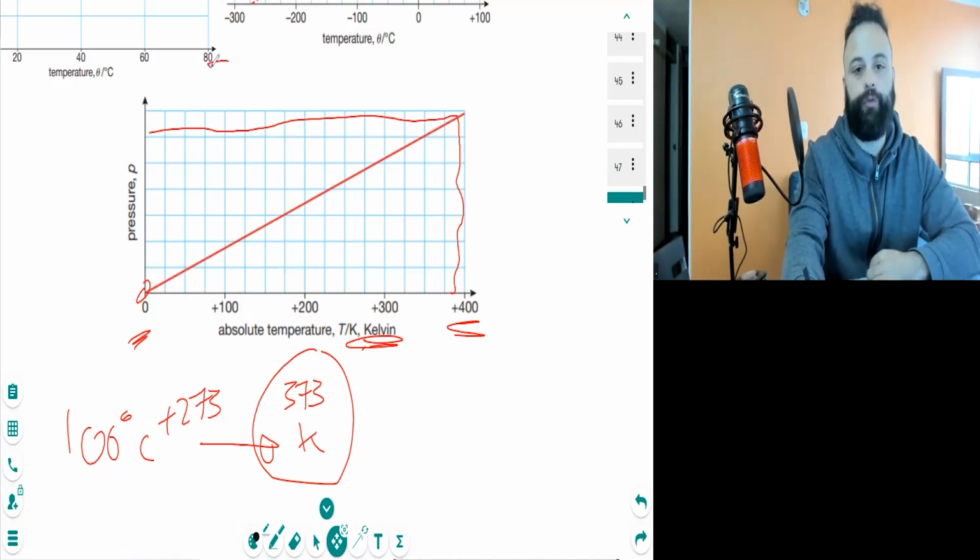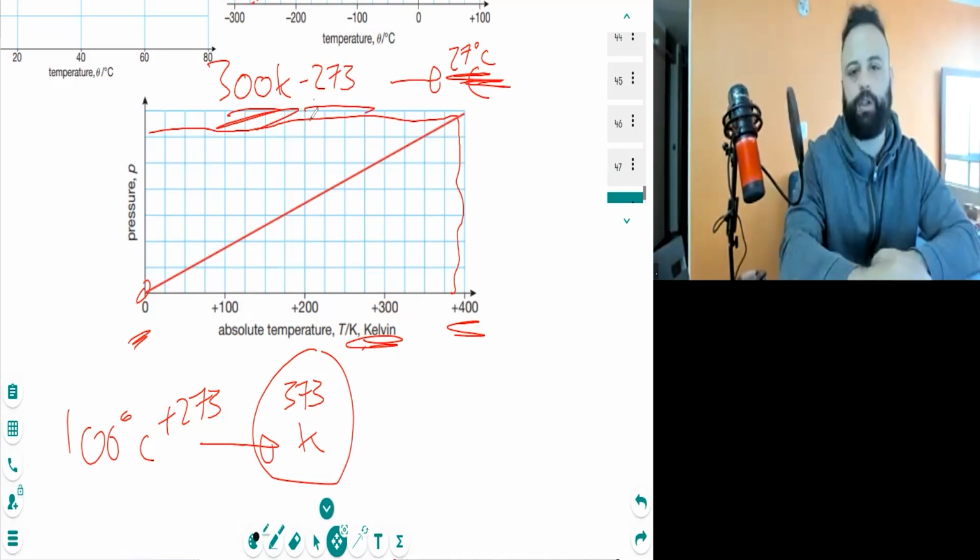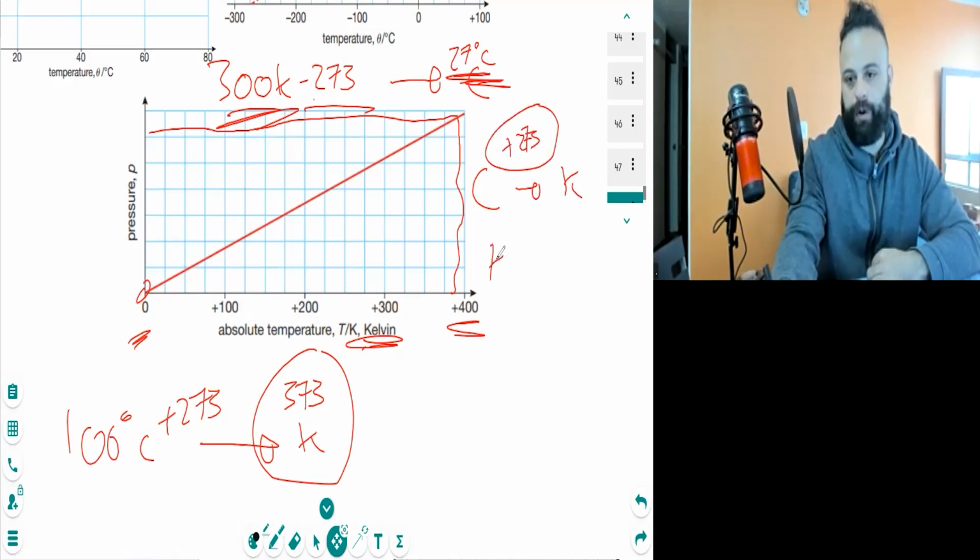Now, if I said to you 300 kelvins and I want to get it to degrees, instead of adding 273, you minus 273. So that will be equal to 27 degrees. That will be my temperature. So whenever you want to go from kelvins to degrees, just minus the 273. If you ever want to go from degrees to Kelvin, you add 273. So I write 273 over there. If you want to go from kelvins to degrees, you go the opposite. So you minus 273.